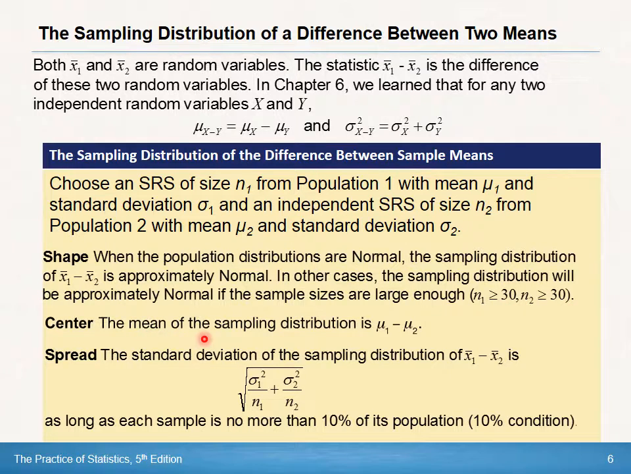The center is the mean of the sampling distribution. Take the population mean minus the population mean. And to find the standard deviation of the sampling distribution, it's the square root of the population variance over the sample size plus the population variance over the sample size, as long as each sample is no more than 10% of its population, the 10% condition.